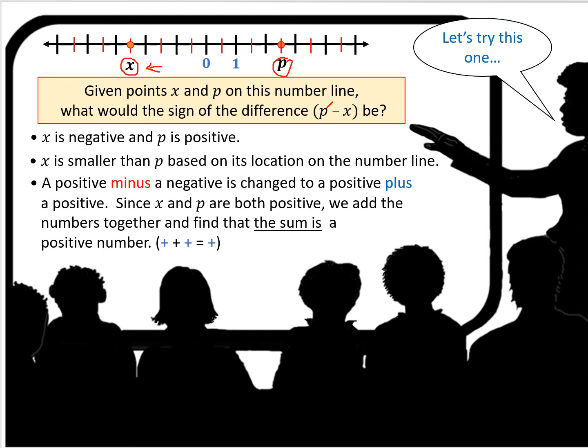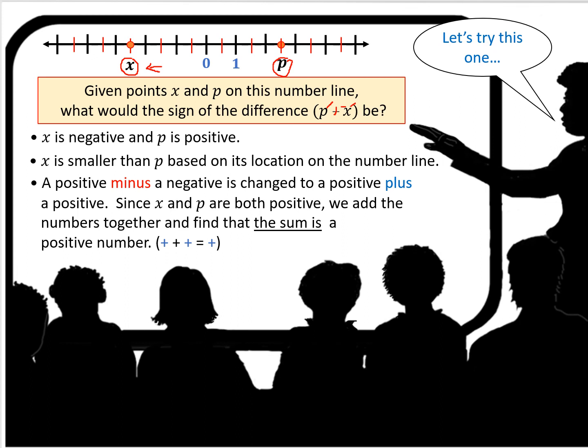A positive, meaning p, minus a negative, minus x, that's what we have here, p minus x, gets changed to a positive plus a positive. Remember, we're going to change the operator from subtraction to addition, and then we're going to add the opposite sign of whatever x happens to be. So now x is positive.